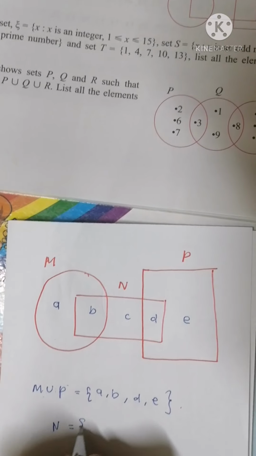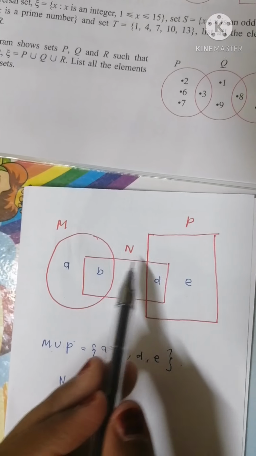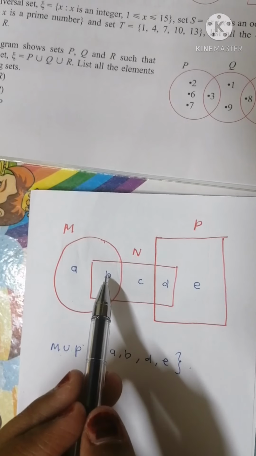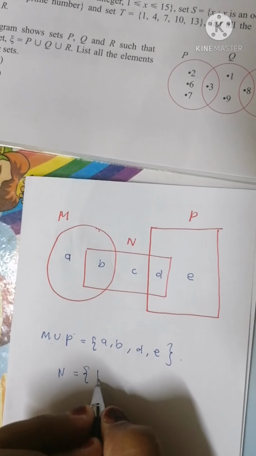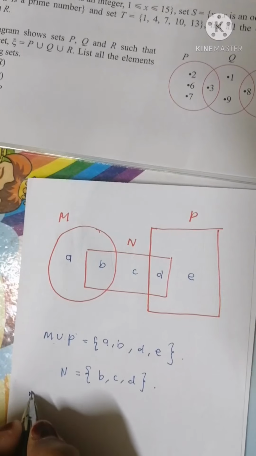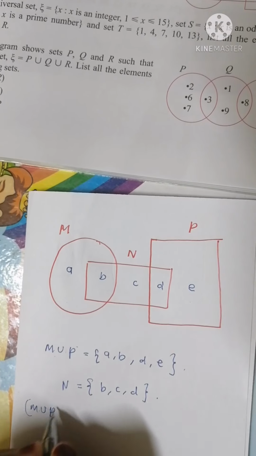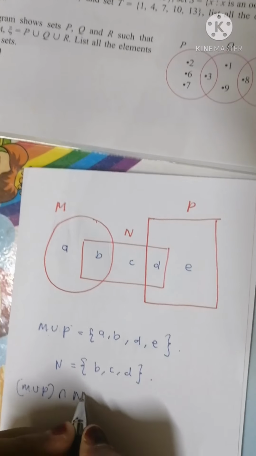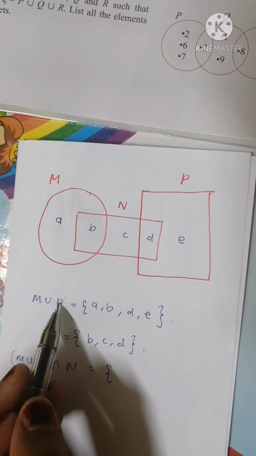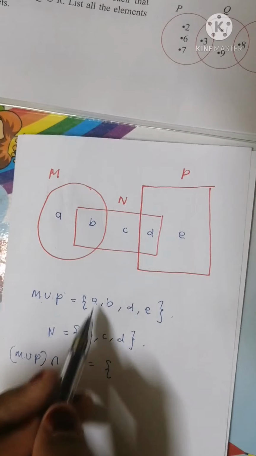And then after that, the next one is intersect N, right? So what is the element for N here? The elements for N are in the rectangle here, so B, C, and D. So M union P intersect N. So what should we do? M union P intersect N. So what is the element?